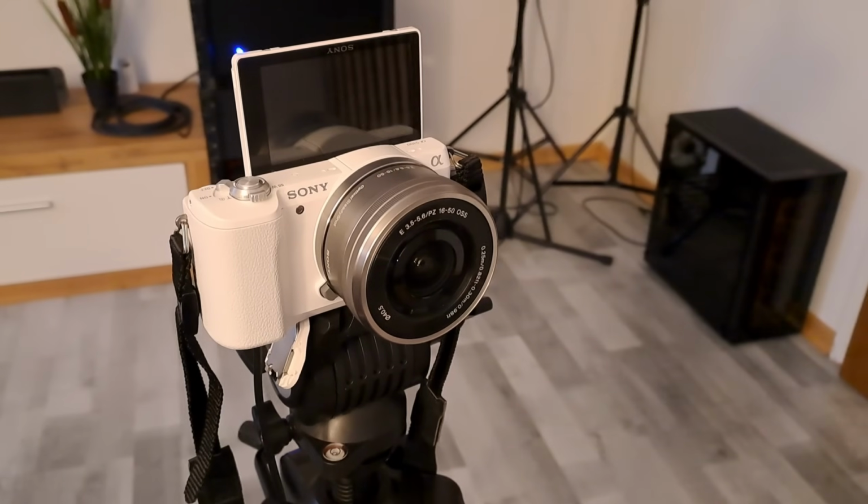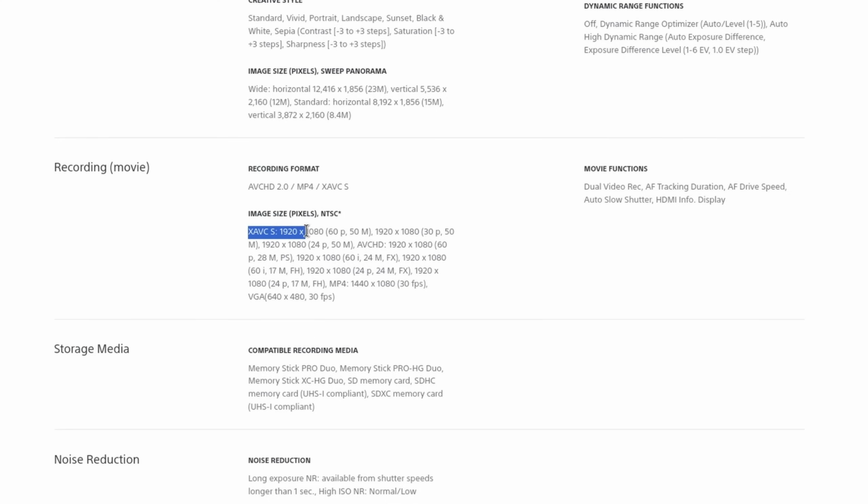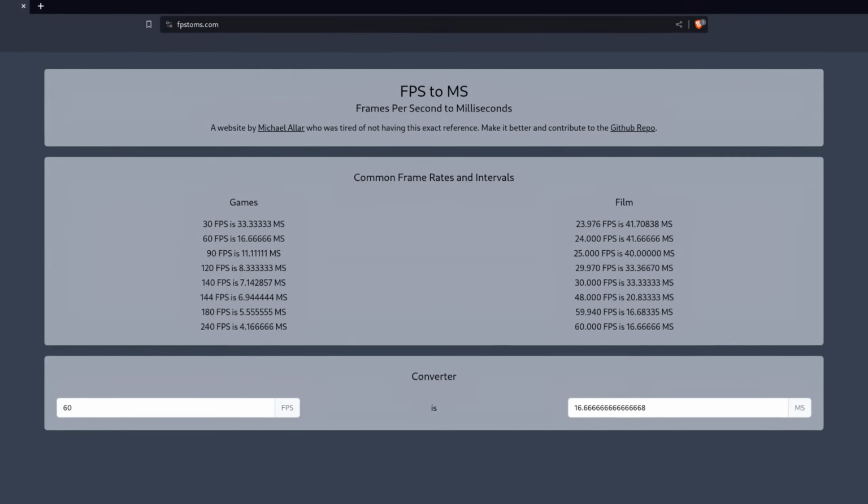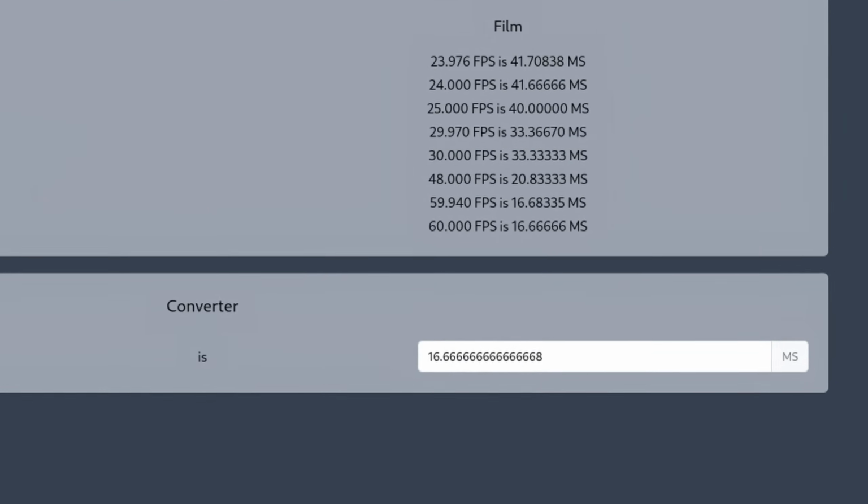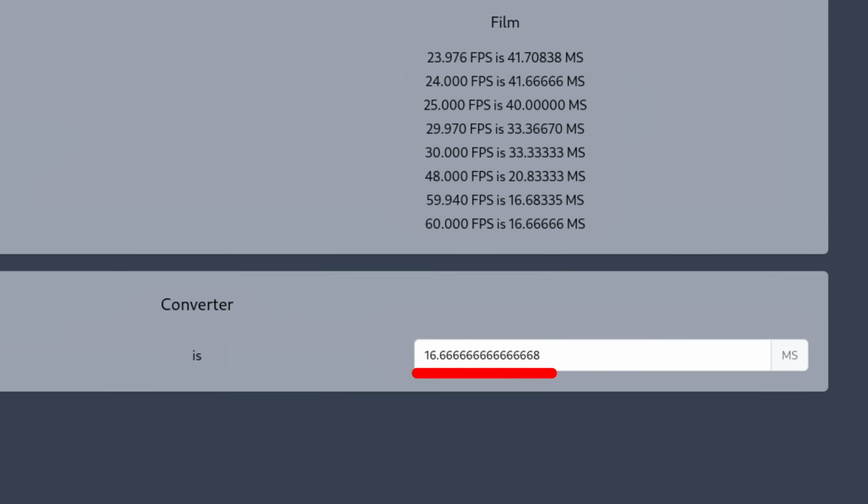But there was one problem. How do I match this sound with my video feed? See, my Sony A5100 can only record up to 60 fps, which means that the measuring results could be off by at least 16.67 milliseconds.